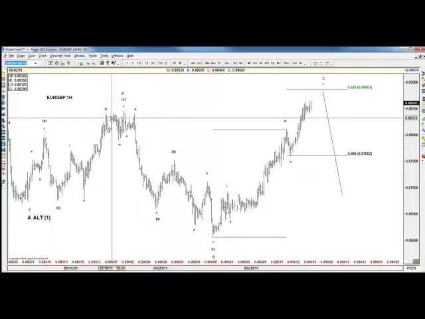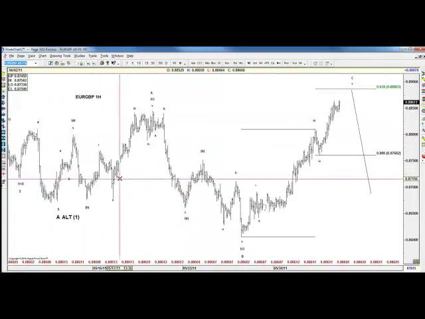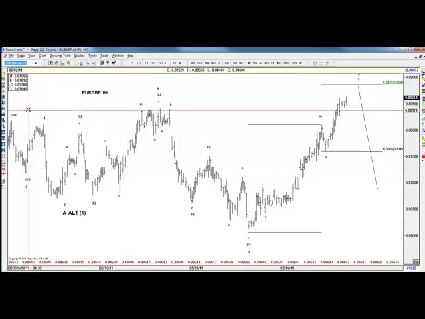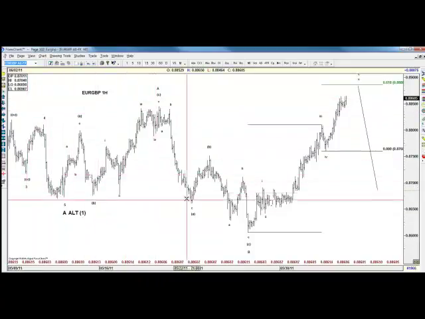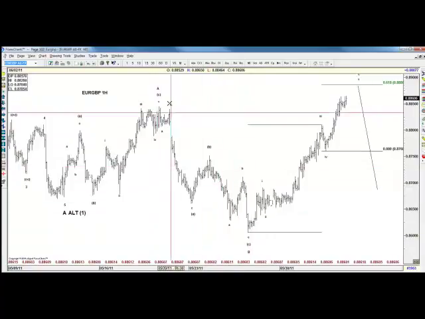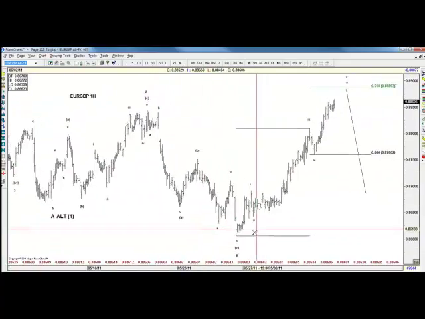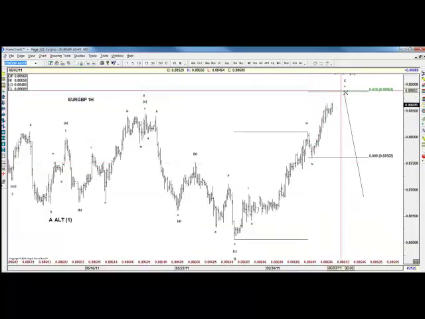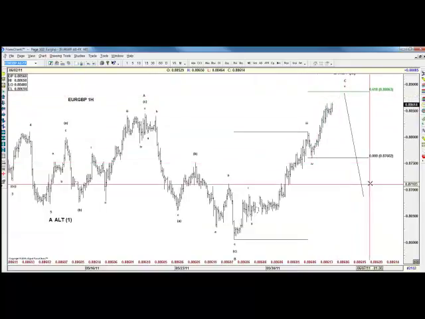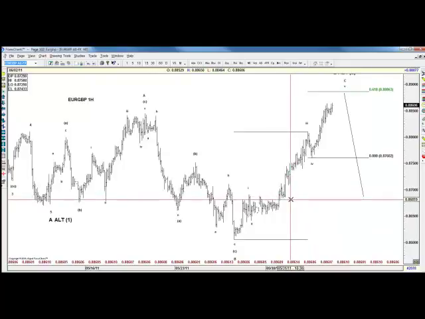This is the euro pound. The euro pound, we're counting a flat when we got 5 waves to here, and then from here we got 1, 2, 3, 1, 2, 3, and it's a double zigzag, and then from here we got 1, 2, 3, 4, and a 5. So we're expecting also a drop. In other words, the pound being stronger than the euro.